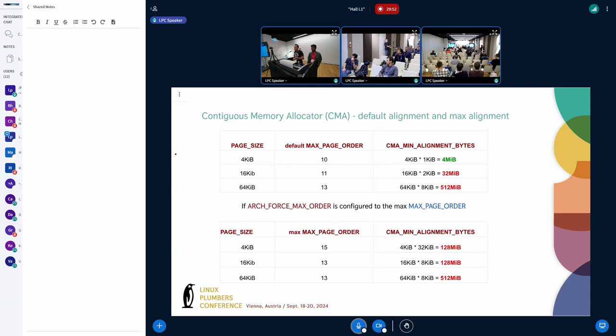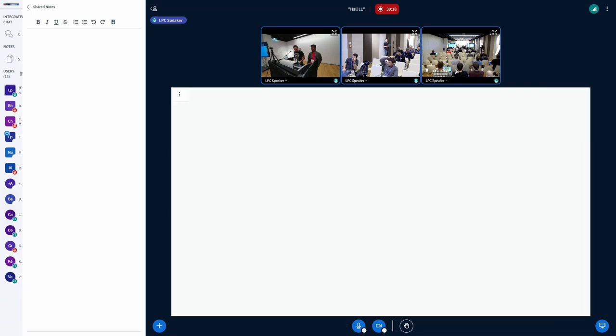So we don't know exactly why there is this constraint in the CMA allocator. Basically, we are looking for ideas on whether we can relax these constraints, and if we relax this constraint, what are the advantages? What are the disadvantages? Because we are wasting a lot of memory in devices where they are very constrained in memory. Right? This is one of the issues that we have.